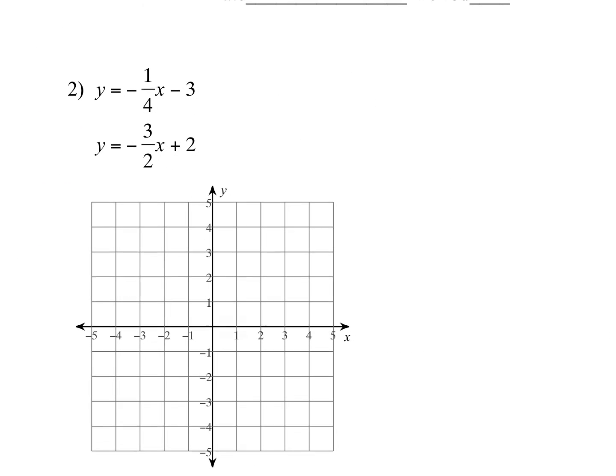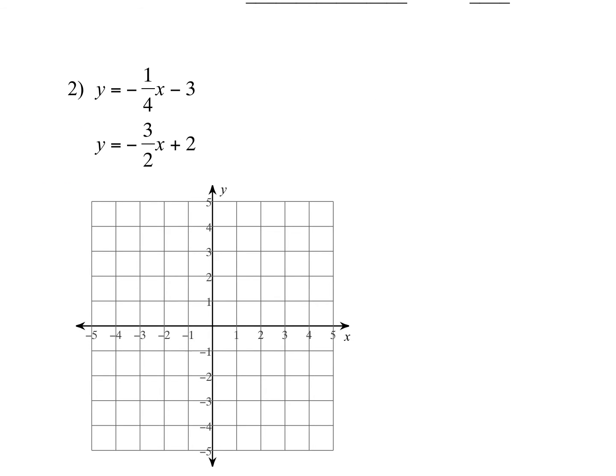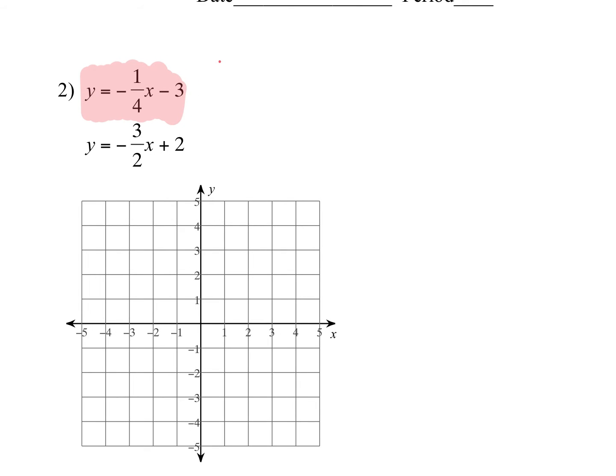Okay, let's go ahead and look at another one. Number 2. Hopefully you guys are following along and writing these down with me. We're starting out with the first line. I've got y equals negative 1/4 x minus 3. We are going to identify my slope and my y-intercept. Go ahead and try writing this out on your own first. Pause this video and think about what your slope and your y-intercept would be.